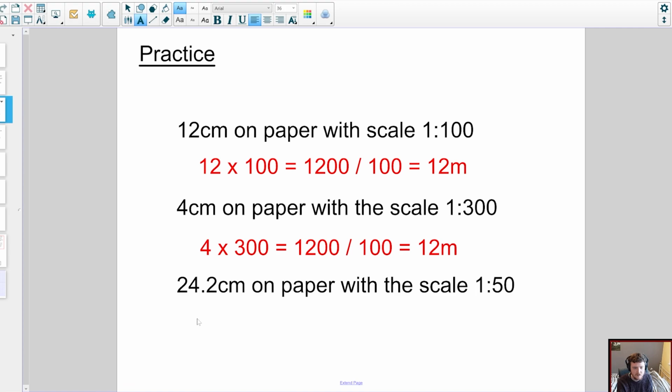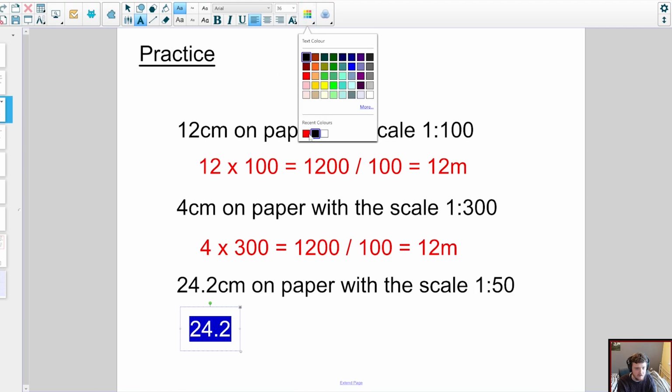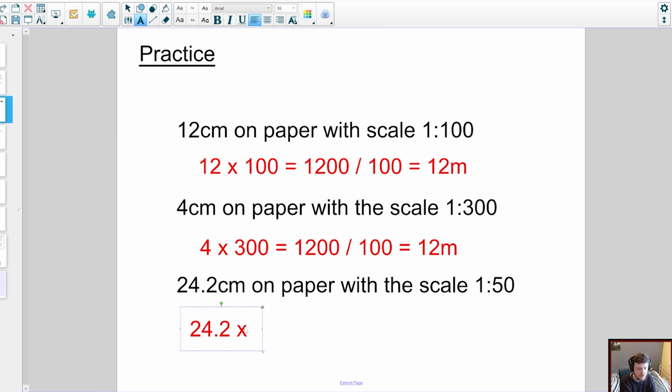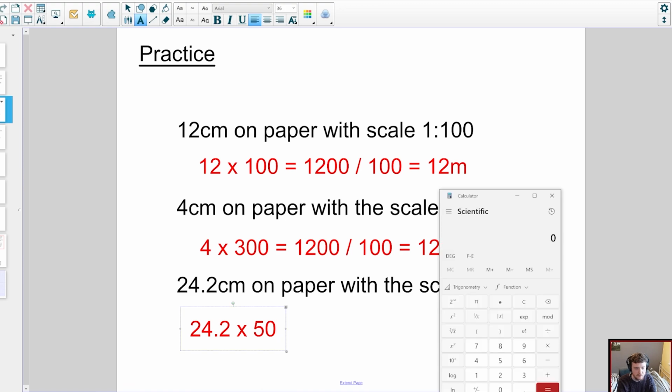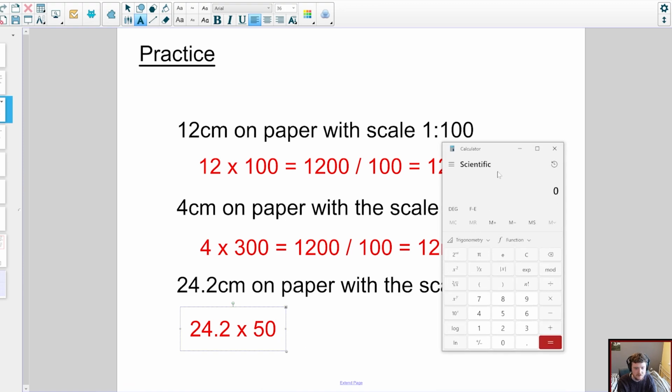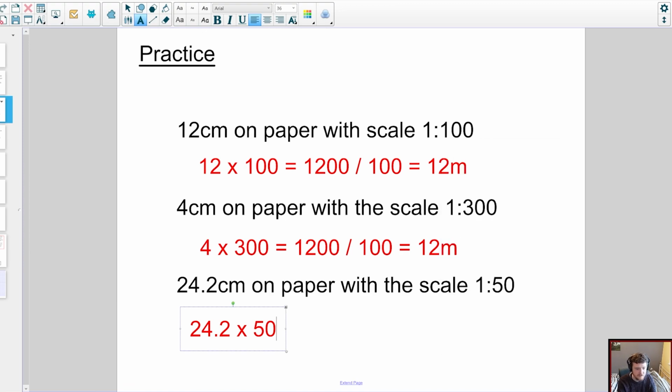So there again, the answer is 12 meters. And this one, I'll let you know now, won't be 12 meters. We've got 24.2, make this red again. There we go. 24.2 times by 50, which is why we're going to bring out our calculator. This is calculator work, so don't try and do it in your head if you don't have to. It's going to be 1,210. And then divided by 100 would be 12.1 meters. And so our answer in this case would be 12.1.